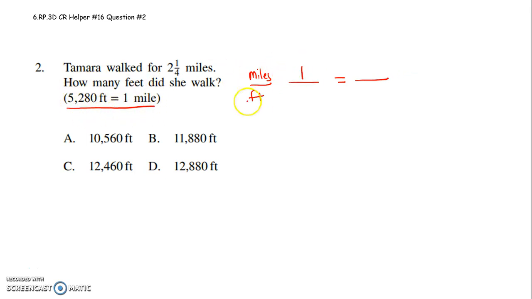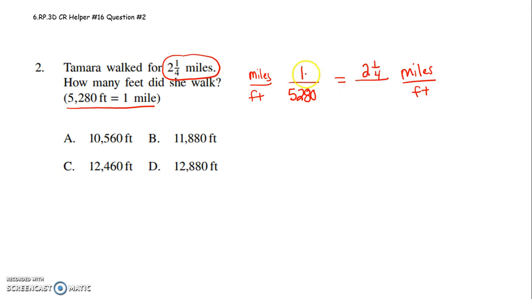So I know 1 mile is 5,280 feet. Then I'm given a number that has to go on the other side of the proportion. So if I chose to put miles on top here, I have to keep miles on top on the other side. So I'm going to do miles over feet again. So 2¼ miles needs to go here.